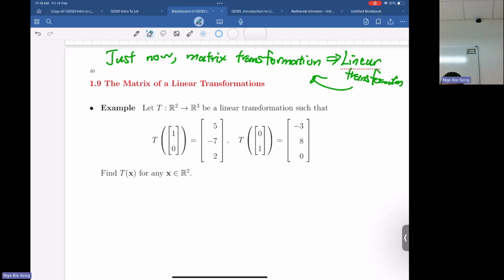So for example, in this example here, T from R2 to R3 is a linear transformation such that they only tell you how this linear transformation acts on these two vectors. In fact, it is enough to tell you how T acts on (1, 0) and (0, 1). You can know what happened to all of R2. Why?